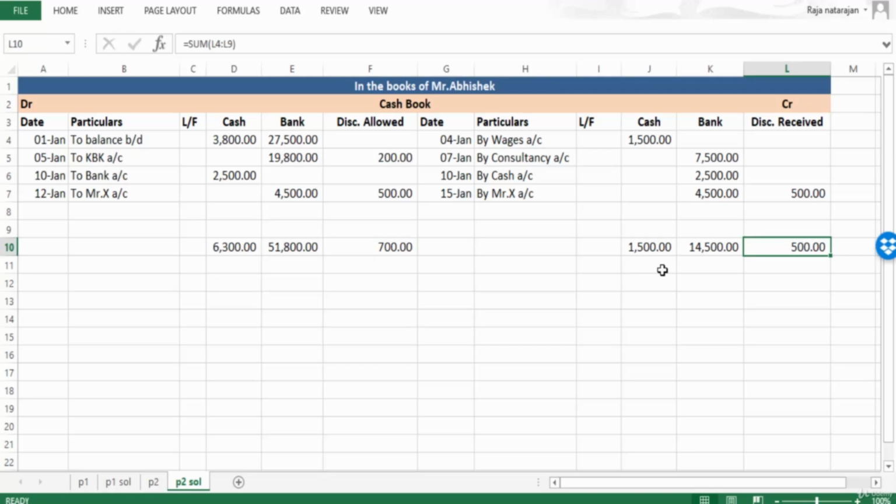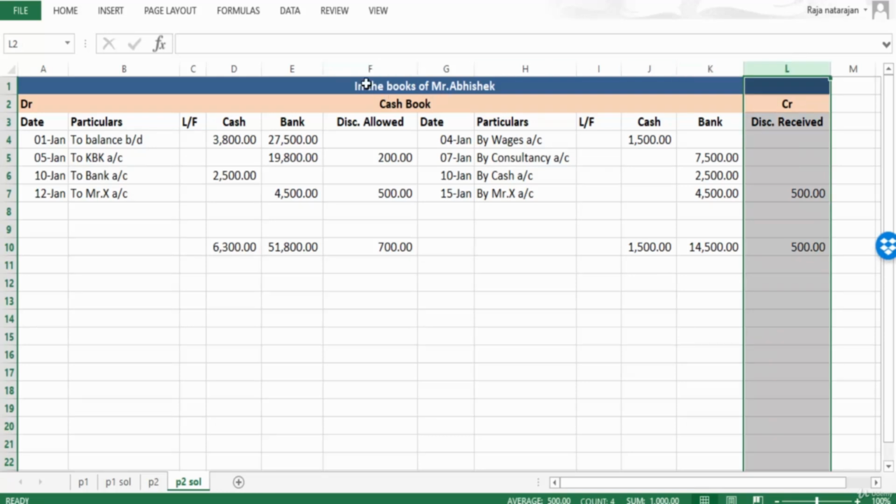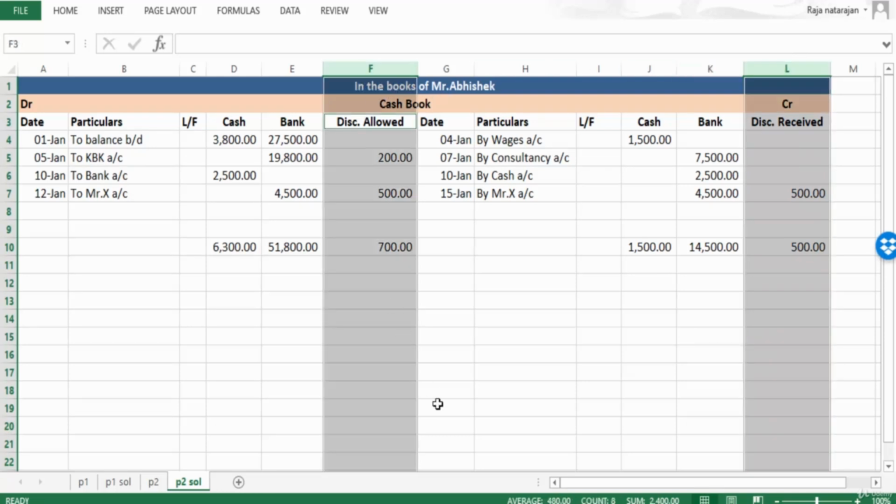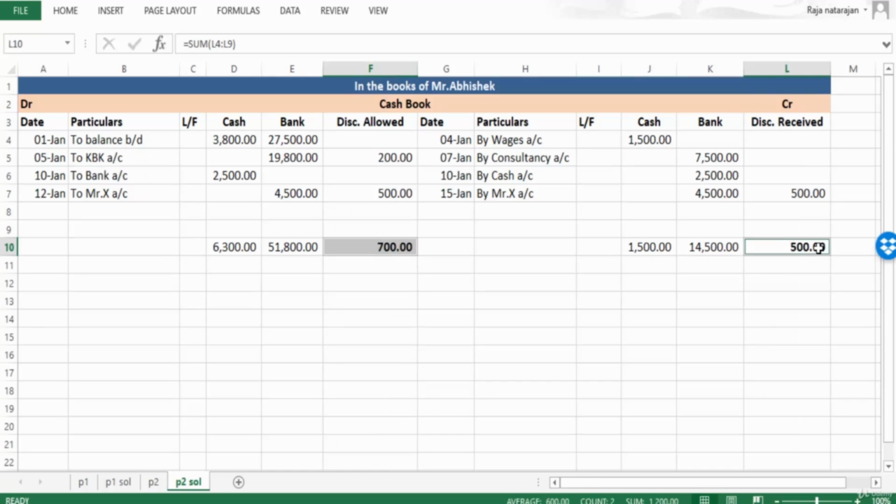As far as the last column, that is discount received and discount allowed is concerned, we will not do any balancing, because they will go separately to the statement of profit and loss. Okay, so we will not do any balancing. We will carry the total as it is for these two columns, whereas for the other two columns, higher total have to be taken and we have to arrive at the balancing figure. So we have to take 6,300 here, and here we have to take 51,800. It means there will be some balancing figure.